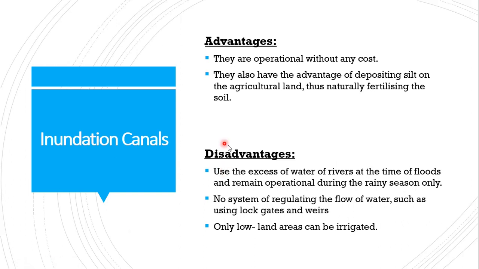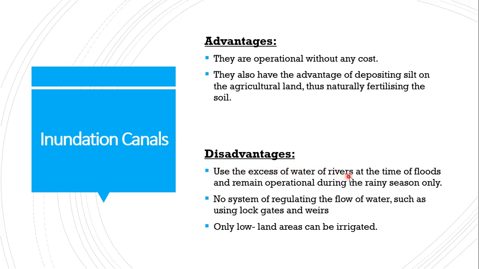Okay, and the advantages of inundation canal: they are operational without any cost. As we saw, nothing was constructed by us. It's just overflow of water. So whichever way it overflows, it's just going on. They also have the advantage of depositing silt because it's from the river, it's slow flowing. Alluvium, it will deposit. So thereby the agricultural land where the water is going to flow will get naturally fertilized. Okay, fertility level will be increased. So these are the two advantages.